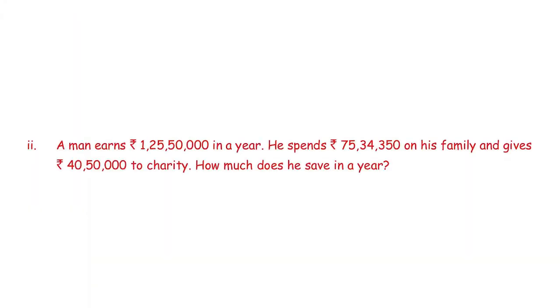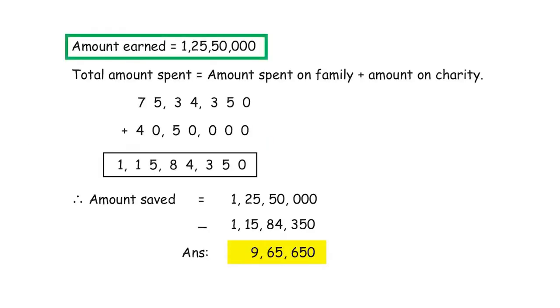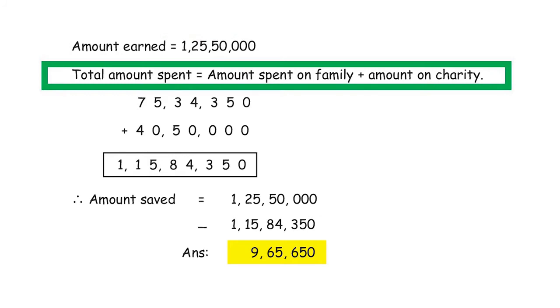A man earns 1,25,50,000 rupees in a year. He spends 75,34,350 rupees on his family and he gives 40,50,000 rupees to charity. How much does he save in a year? The first thing to write is what has been given. Amount earned is equal to 1,25,50,000 rupees.